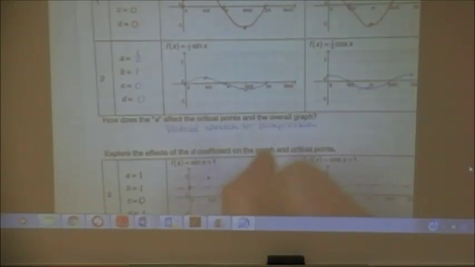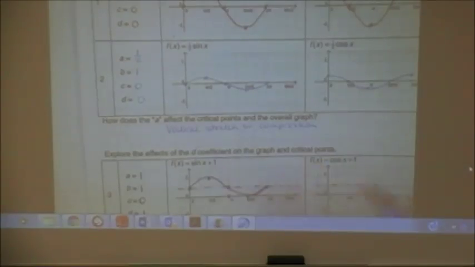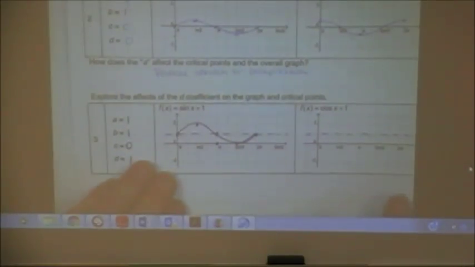Pi, 0 becomes pi, 1. And 3 pi over 2, it was negative 1. Well, when you add 1 to that, it becomes 3 pi over 2, 0. And then 2 pi, 1. So it looks like that.